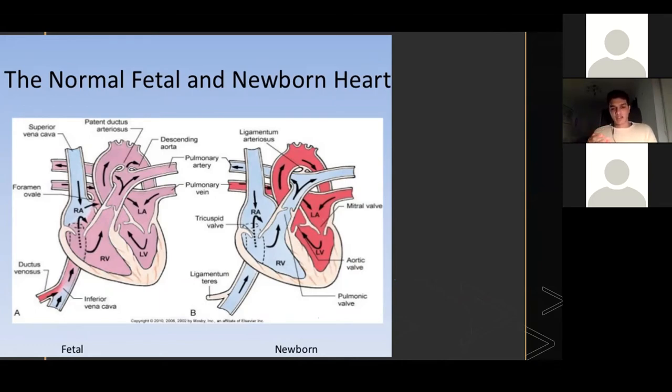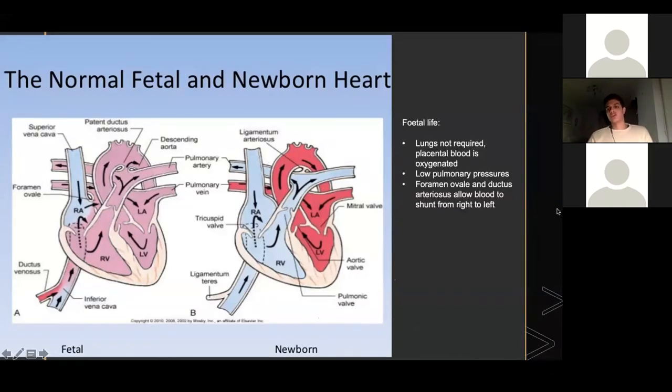When it comes to the adult heart, things change, okay? What happens over the course of hours, days, weeks depends on your physiology, they all vary. The ductus venosus turns into your ligamentum teres. It's around your liver, I think. Then your ductus arteriosus will close off and your foramen ovale will shut across the atria.